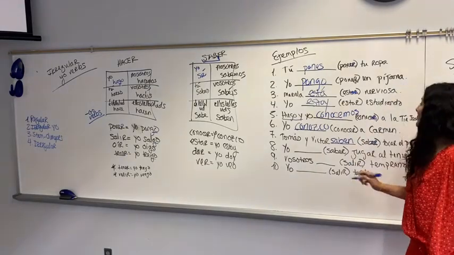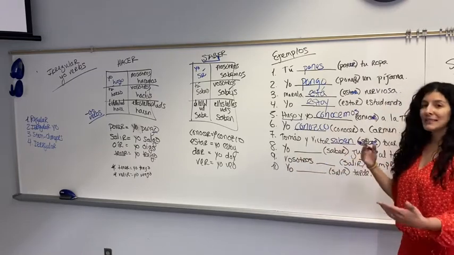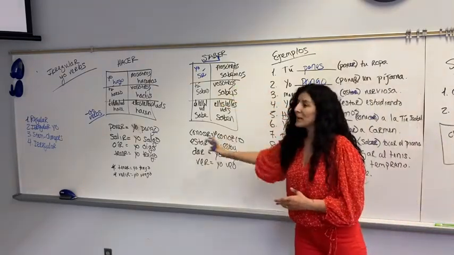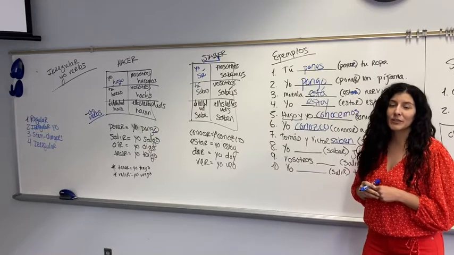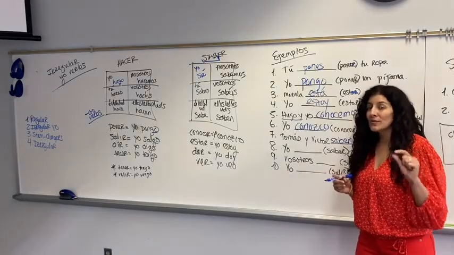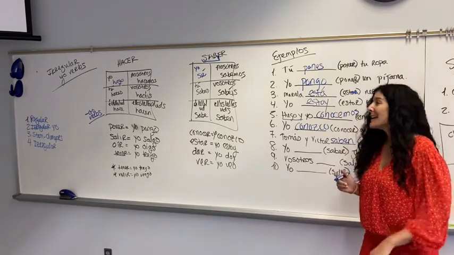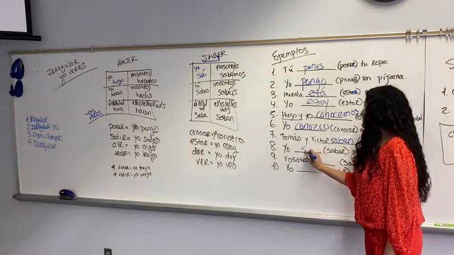Okay? But here I have a yo. So I remember, right, that saber is one of these verbs that I memorized as being a part of the irregular yo category, and that the only possible yo form of saber in the present tense is sé. So I write that down.